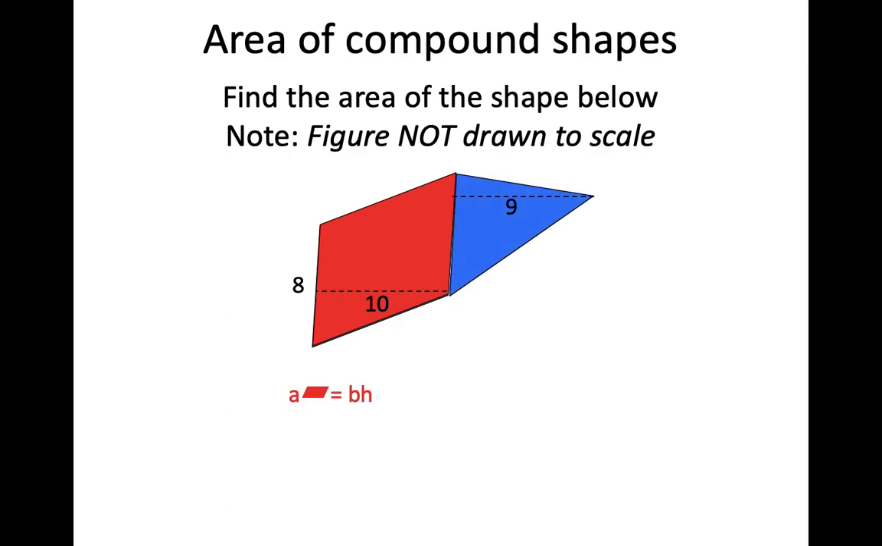Okay. The area of a parallelogram is base times height. In this case, that is 8 times 10. So that would be 80. So I know that the area of this red piece is 80.